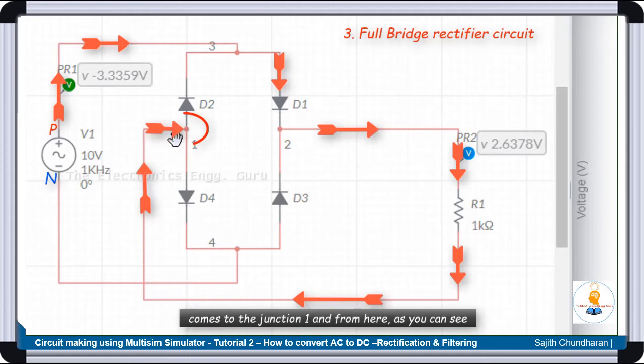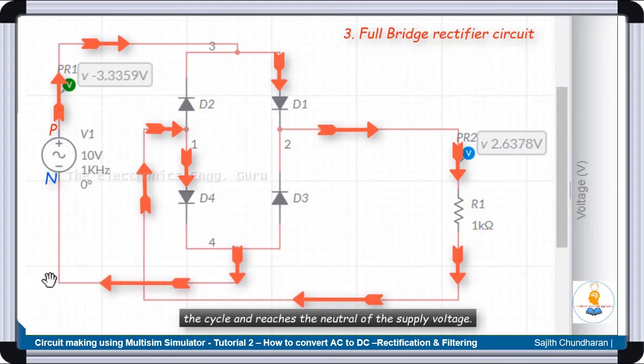It comes to the junction 1, and from here as you can see it won't go through D2 even though it is forward biased. Why? Because it will reach back to the supply, to the same point from where it has started, which it cannot normally do, and basically this voltage here would be higher than the voltage over here, so the current will not flow through D2 because again it cannot reach the same point. So it has got to come through D4, at this junction it completes the cycle and reaches the neutral of the supply voltage. This is the positive half cycle.